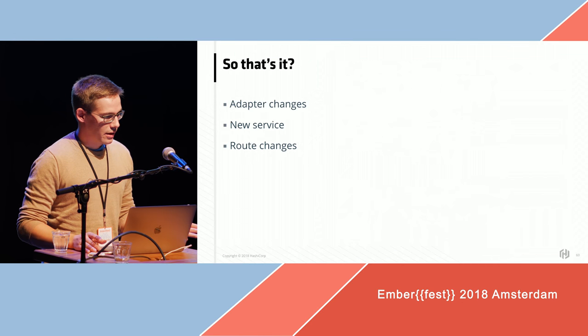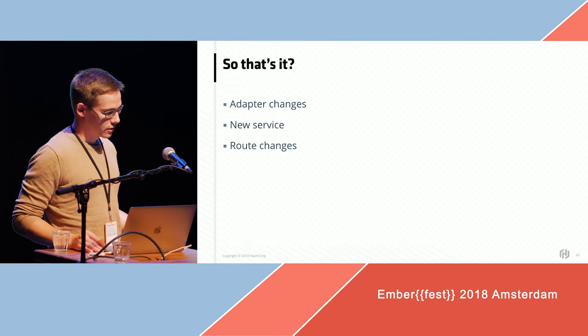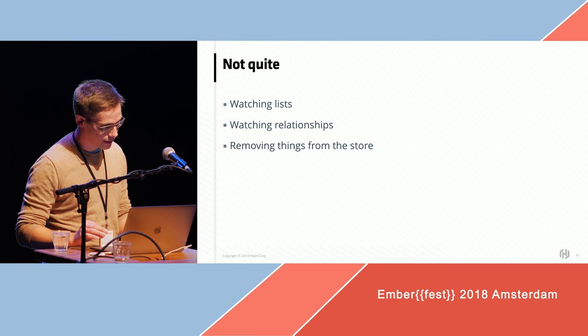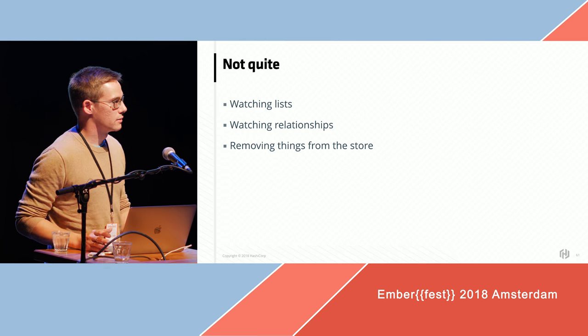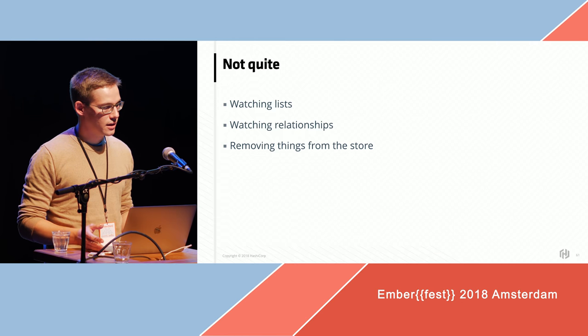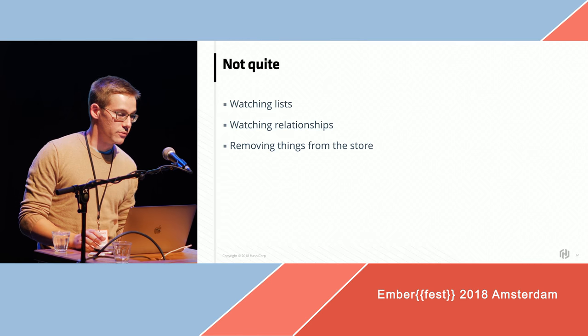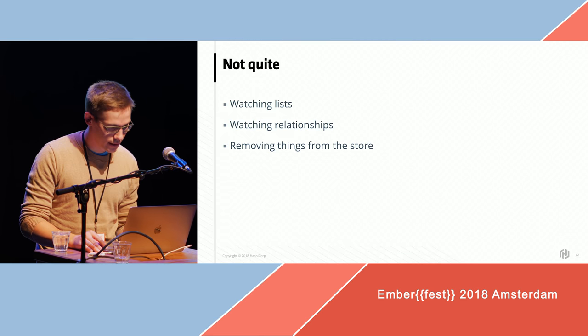So that's it, right? I mean, we made our adapter changes. We have this new service. We made route changes. Everything should work at this point. But we don't only watch records. We also watch lists, and we have to watch relationships. And as a consequence of both of these things, we need to remove things from the store. And that can get tricky.